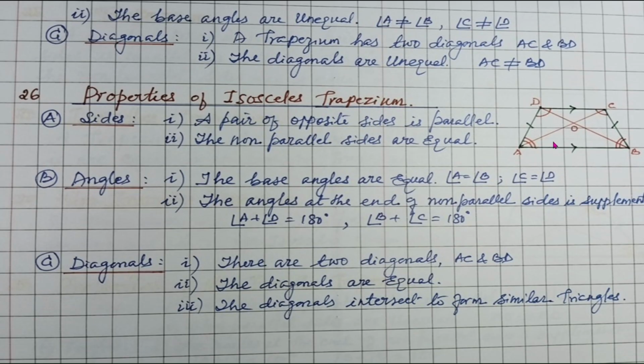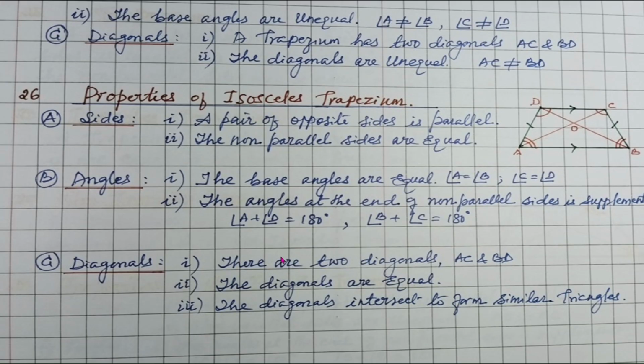Now the diagonals: there are two diagonals, that is AC and BD, and the diagonals here are equal. Please remember, in an isosceles trapezium the diagonals are equal and the diagonals intersect to form similar triangles. Again remember, the diagonals intersect here and the intersecting point is O. It forms two triangles here, triangle AOB and triangle COD, which are similar triangles.